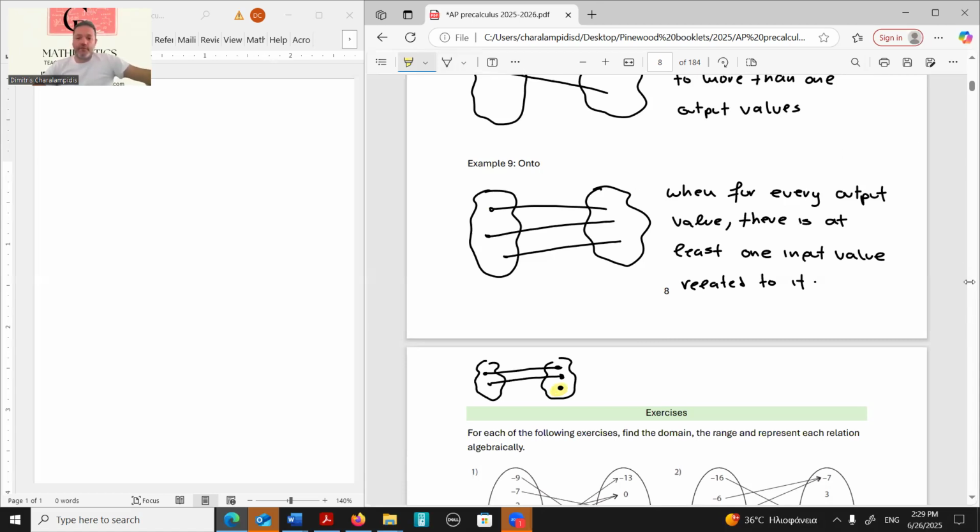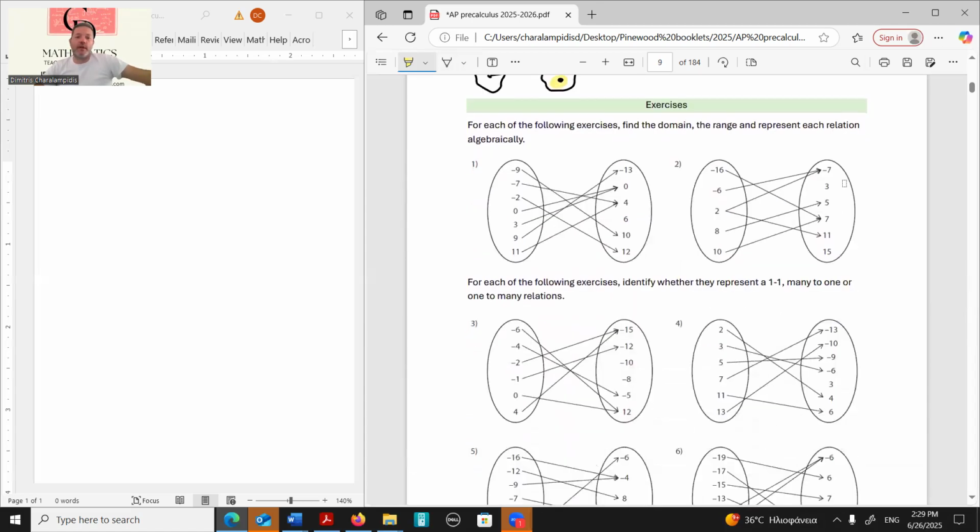Now, let's seal this first video of this series about the AP Precalculus with some exercises. For each of the following exercises, find the domain, the range, and represent its relation algebraically. We will skip that. We will do the first one only to find the domain. The domain would have been, like we said before, the set of all input values. It's a set, so we need to group it into this special pair of brackets. And without double writing, we should include all input values. This is a domain. And with regards to the range, similarly, we will just collect all output values, 10 and 12.